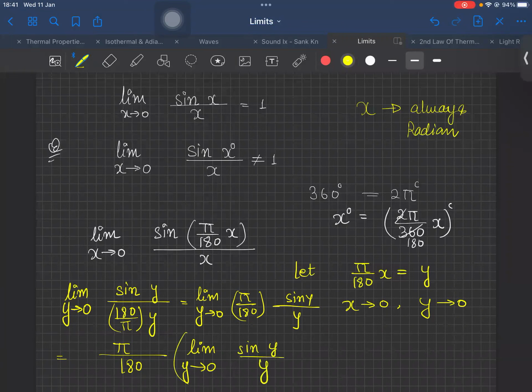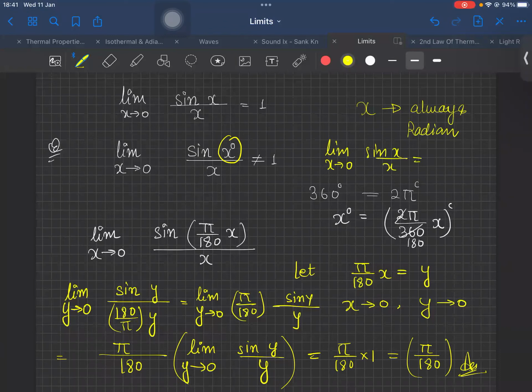Now what is this equal to? This is equal to 1, right? So pi by 180 multiplied by 1 will be equal to pi by 180. Got it? So this will be your answer. Understood? Here x is in degree. It will be written in the problem. If it's not written, that means it is in radian, and you can directly write limit x tends to 0 of sine x upon x is equal to 1. Understood? Any doubt? Shreya, you got it?